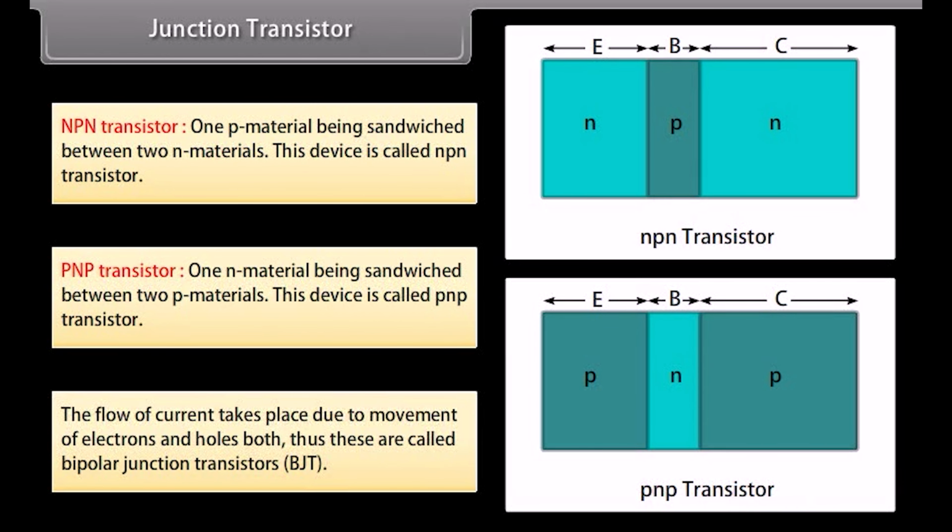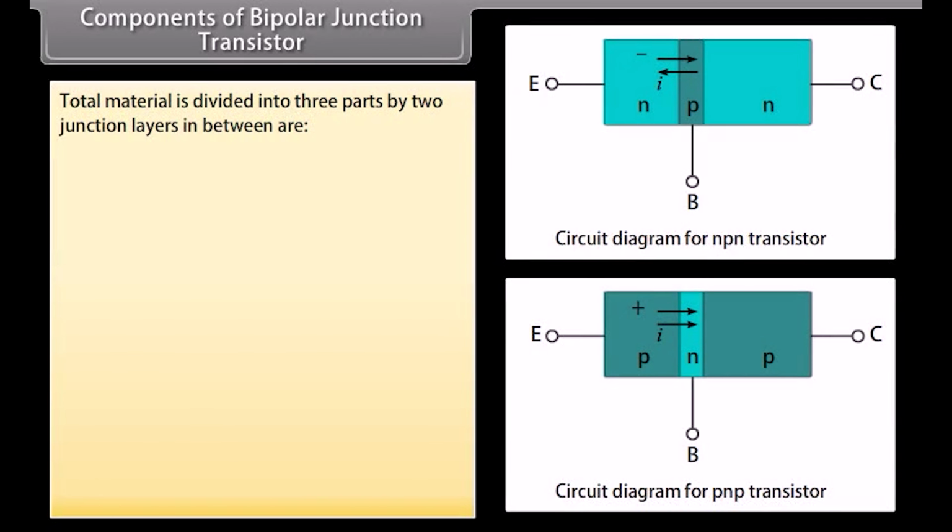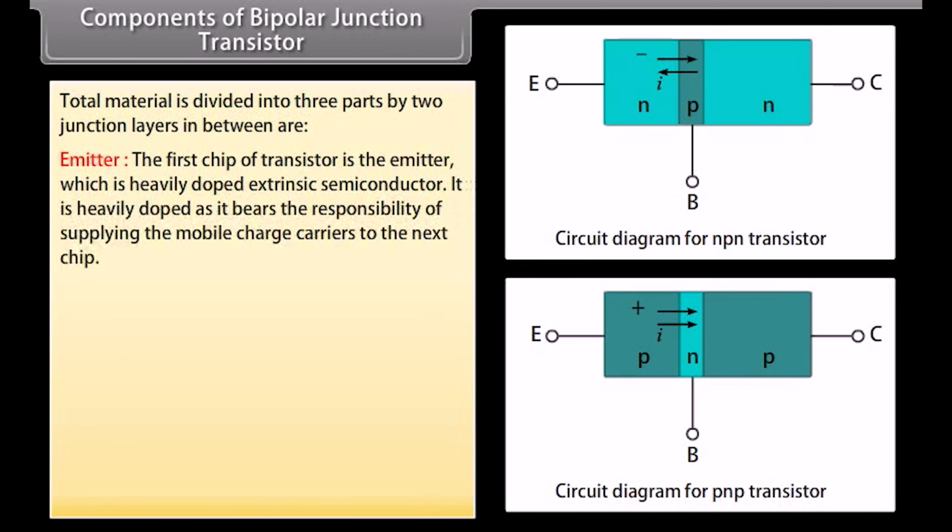The flow of current takes place due to movement of both electrons and holes. Thus, these are called bipolar junction transistors. Components of a bipolar junction transistor. The total material is divided into three parts by two junction layers. The first chip of the transistor is the emitter, which is a heavily doped extrinsic semiconductor. It is heavily doped as it bears the responsibility of supplying the mobile charge carriers to the next chip.